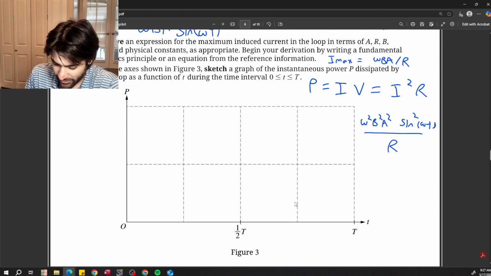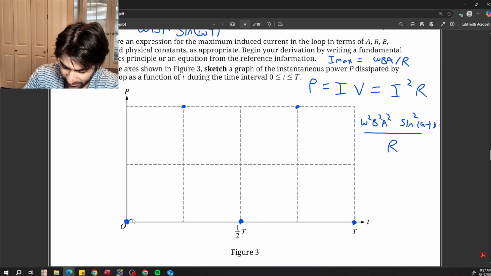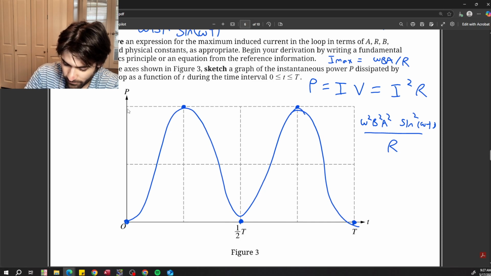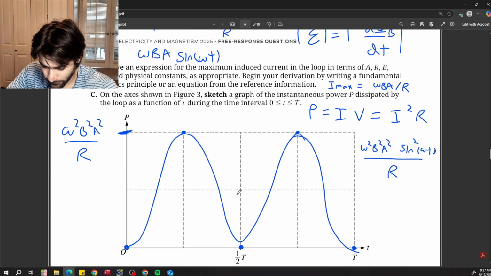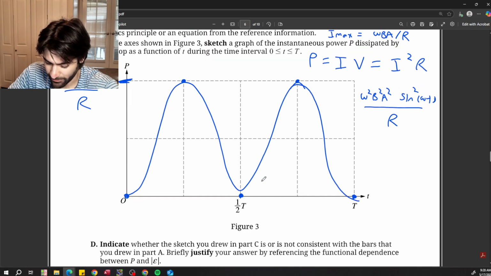So sine squared is going to reach its maximum at 1/4 and 3/4. It's going to be 0 elsewhere. 0, 0, and 0. So it's going to look something like this. With that upper amplitude being the omega squared, B squared, A squared over R quantity. So this is the instantaneous power in the loop over time.